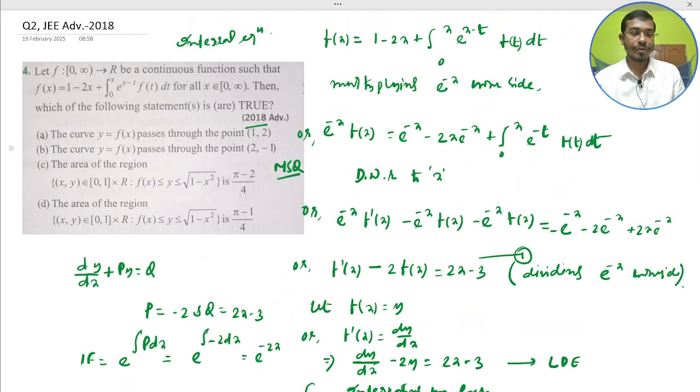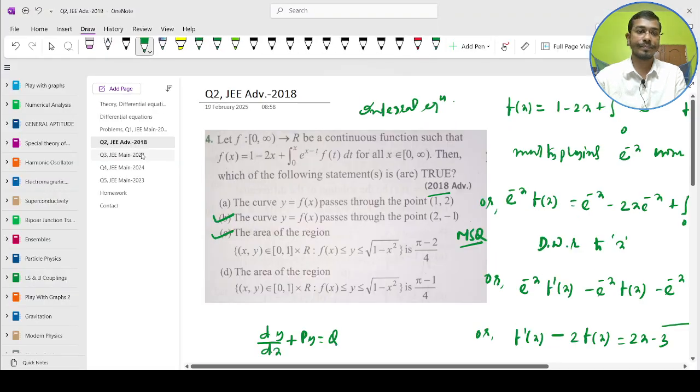The curve y equal to f(x) passes through the point (2, minus 1) and the area of the region that (x, y) belongs to [0, 1] cross R such that f(x) less than or equal to y less than or equal to root over 1 minus x square, the area would be pi minus 2 by 4. So options B and C are the correct ones. Next, go ahead, the next problem.